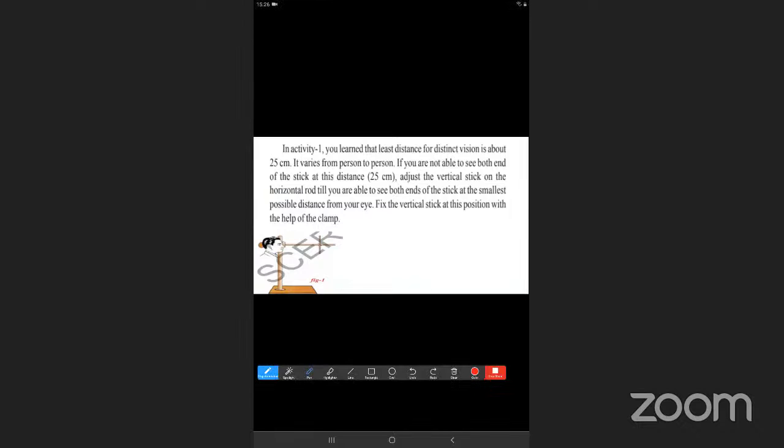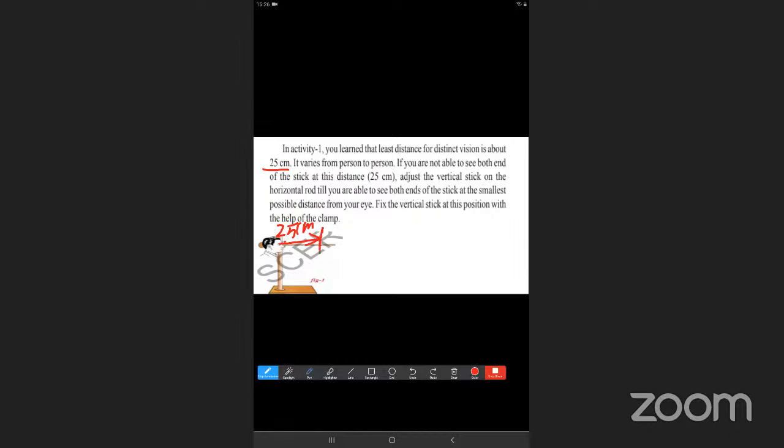So here in activity 1, we learn that the least distance for distinct vision is about 25 centimeters. And it varies from person to person and with age also. Right? So if you are not able to see both ends of the stick at this distance, 25 centimeters. Okay, here the distance from eyes to the stick is 25 centimeters.